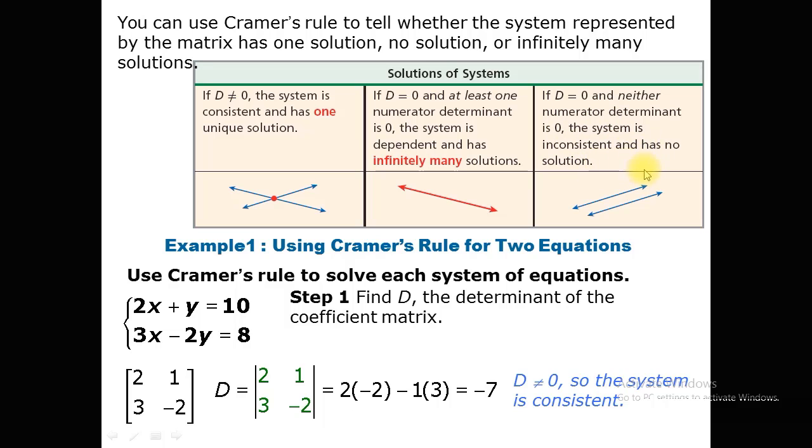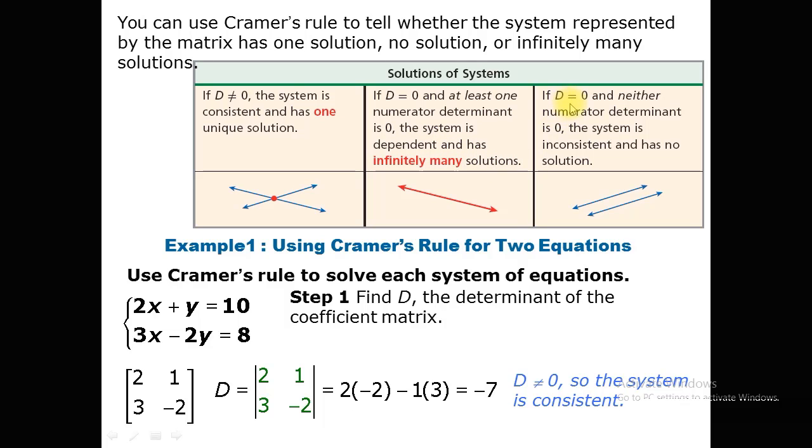In case of no solution, the graphical representations of the lines will be parallel. So dear students, for all these three cases, whether the system has one solution, no solution, or infinitely many solutions: if the determinant of the coefficient matrix is not 0 and no numerator determinant is 0, then the system has one unique solution. And if the determinant of the coefficient matrix is 0 and at least one numerator determinant is 0, then the system is dependent and has infinitely many solutions.